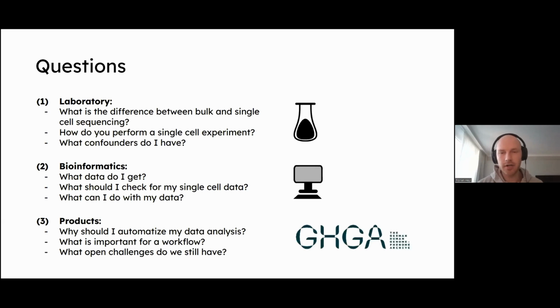And the third part is basically GHGA going in the direction of products. So we go in the direction of bioinformatics data analysis workflows. How can I automatize this data analysis for single cell? And why is it important to implement workflows? And the last question is then kind of future direction. What open challenges do we still have for workflows, but also in single-cell data analysis?